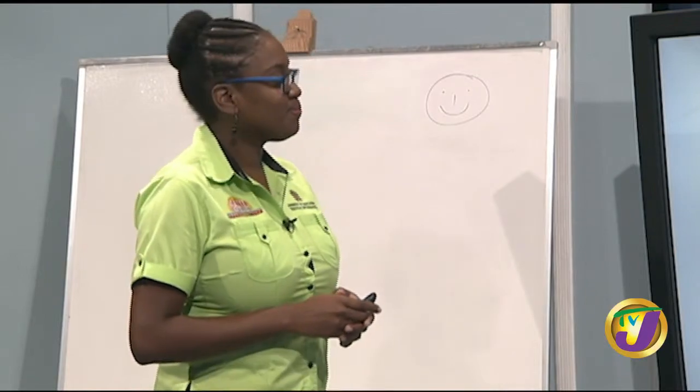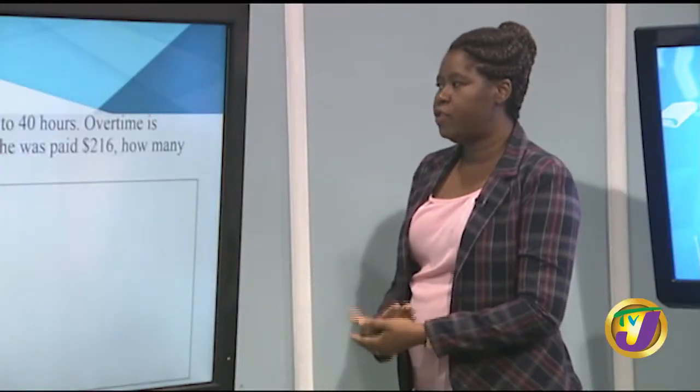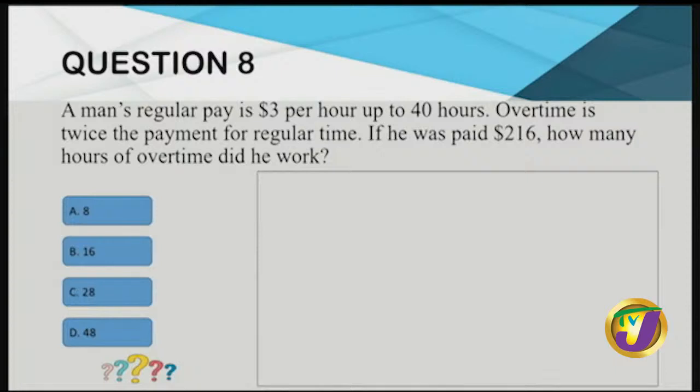Sometimes income is paid on different agreements. You have hourly pay, monthly payment, or fortnightly payment. In this situation, this person is being paid per hour, and the regular working hour is 40 hours per week, and each of those 40 hours is $3 per hour. Overtime is the extra hours, any hours more than 40.